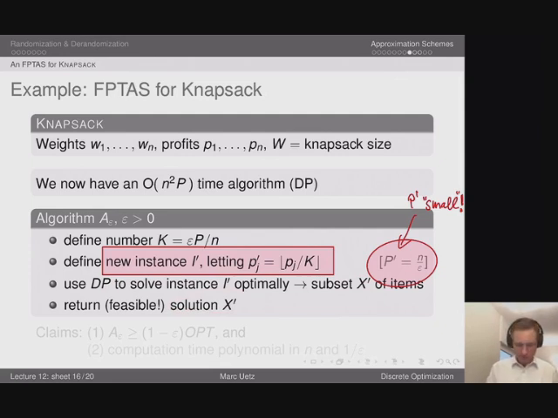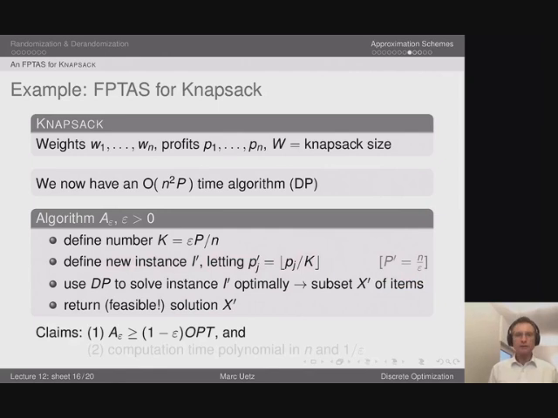Now I make two claims. First of all, the solution value obtained in this way is at least as good as 1 minus epsilon times the optimal solution value. Notice that we are talking about a maximization problem here. Hence, a polynomial time approximation scheme approximates the optimal solution from below, right? And second claim, the computation time of this algorithm is polynomial, both in the number of items and the desired precision. So we actually have an FPTAS, fully polynomial time approximation scheme.